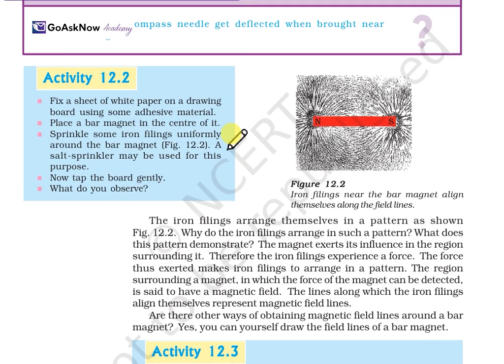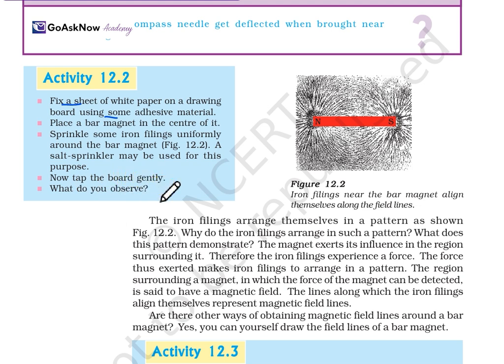We have one activity based on it. Firstly, fix a sheet of white paper on the drawing board using some adhesive material. Place the bar magnet in the center of it and sprinkle some iron filings uniformly around the bar magnet. A salt sprinkler may be used for this purpose. Now tap the board gently.